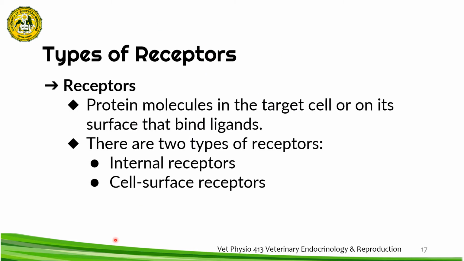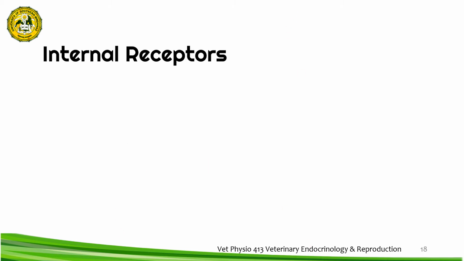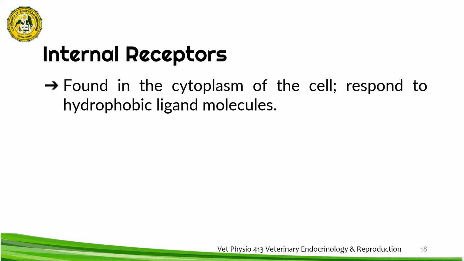For a hormone to produce its response, it needs to bind first to its receptor. The receptors are protein molecules in the target cell or on its surface that bind ligands. The ligands that we are referring to here are the hormones. There are two types of receptors, the internal receptors and the cell surface receptors. The first type are the internal receptors. From the name itself, they are internal. They are found in the cytoplasm of the cell, and they respond to hydrophobic ligand molecules. When we say hydrophobic, these are water-fearing, or lipid-soluble molecules or lipid-soluble hormones.